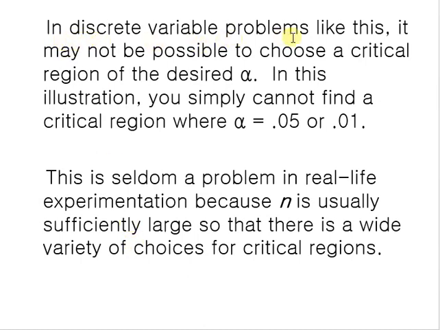In a discrete variable problem like this, it may not be possible to choose a critical region of the desired alpha. In this illustration, you simply cannot find a critical region where alpha is 0.05 or 0.01. This is seldom a problem in real-life experimentation because n is usually sufficiently large so that there is a wide variety of choices for critical regions.